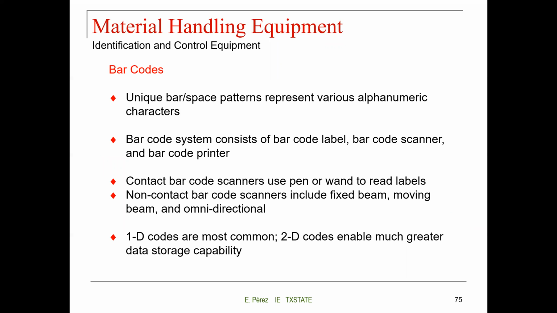So barcodes are, as I mentioned earlier, unique bar space patterns that represent various alphanumeric characters. A barcode system consists of a barcode label, barcode scanner, and barcode printer. Contact barcode scanners use a pen or wand to read the labels. No contact barcode scanners include fixed beam, moving beam, and omnidirectional. One-dimensional codes are most common. 2D codes enable much greater data storage capability.